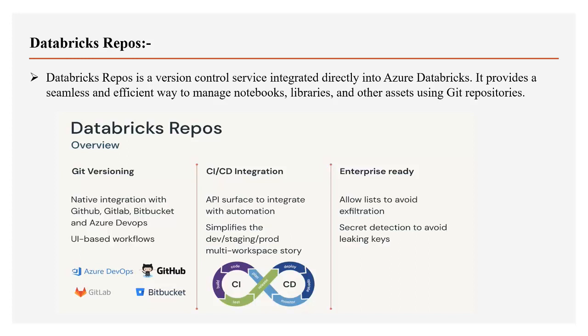So in Databricks Repos, there are four types of repos we can use, like Azure DevOps, GitHub, GitLab, or Bitbucket. So these are all the version control tools we can use. It also helps with the CI/CD pipeline. If you can see, the second option is the CI/CD integration: an API surface to integrate with automation, simplify the dev, staging, prod, and multi-workspace storage. So with the help of this, it is easy to handle.